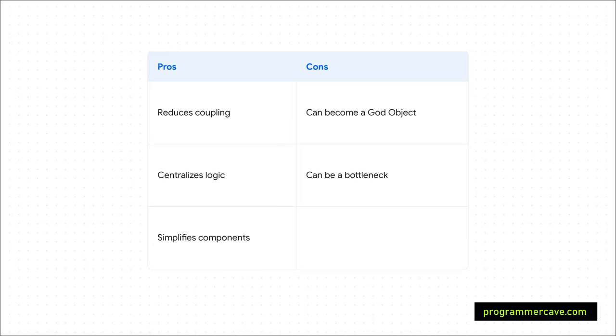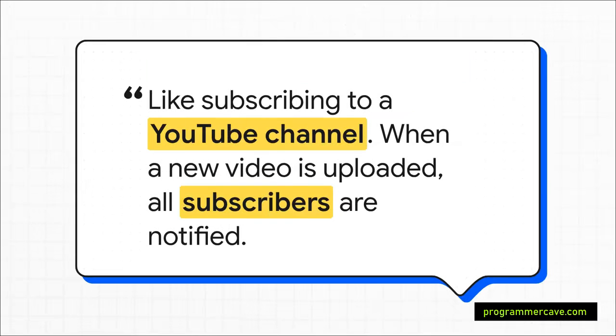The observer pattern is a true classic. You've definitely seen this before. It's basically a publish-subscribe system. You have one object, the subject, and a bunch of other objects, the observers. When the subject state changes, it automatically notifies all its observers. It's perfect for situations where a change in one part of your app needs to trigger updates all over the place. And in Go, channels are often a fantastic built-in way to implement this pattern.